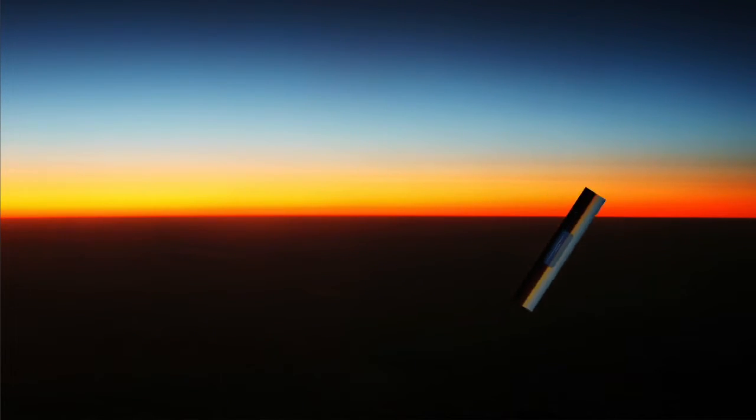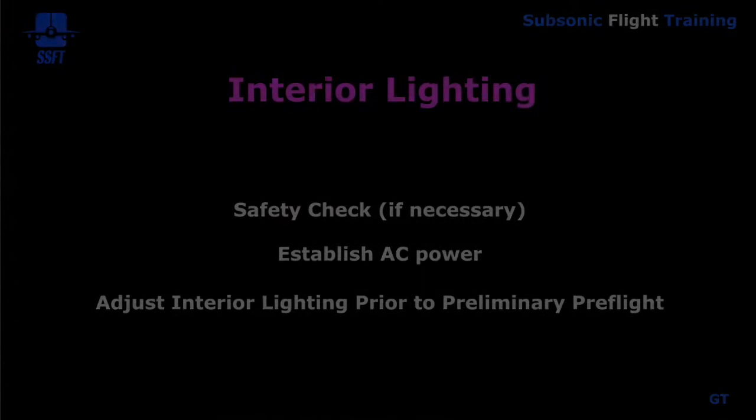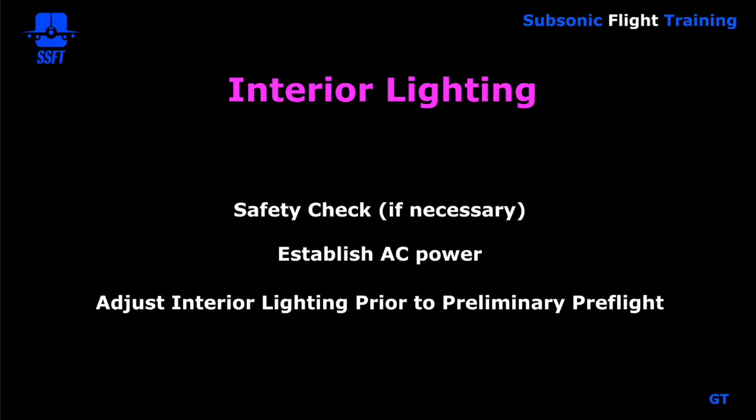Our briefing today will cover the interior and exterior lighting of the 747-400. One of the things we want to do early on is adjust our lighting. If necessary, we would do the safety check. Most of the time the airplane is powered up already when you get on board. But if necessary, we could start from a cold, dark airplane and do the safety check and establish AC power. It's usually at that time that you want to adjust the interior lighting prior to doing your preliminary pre-flight procedure so that you can see.